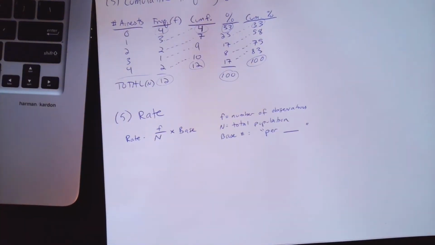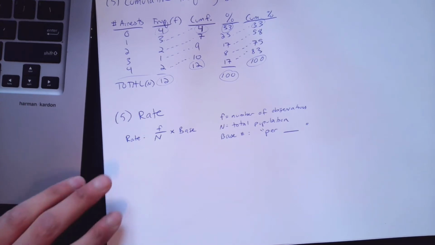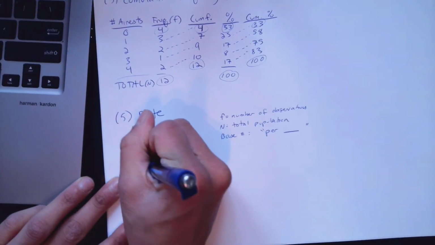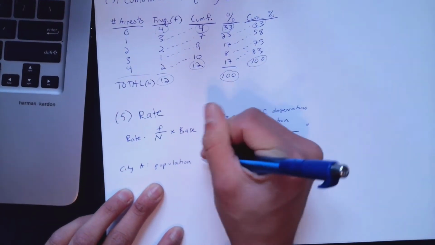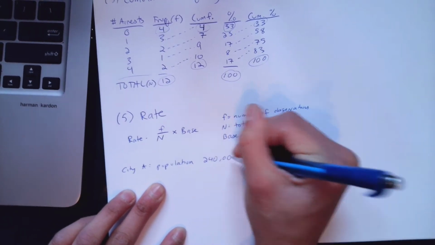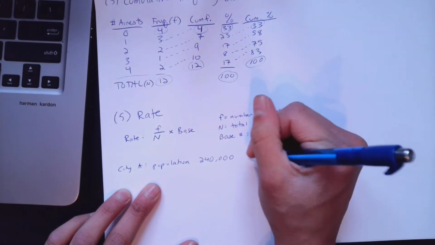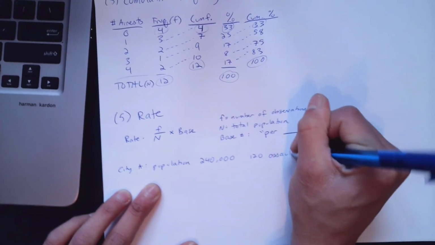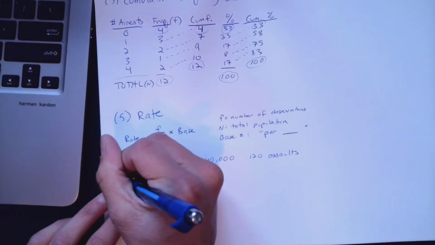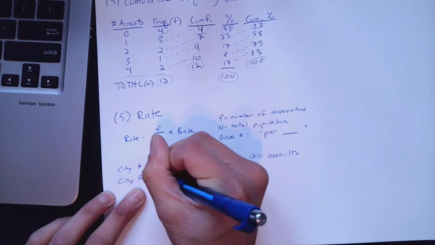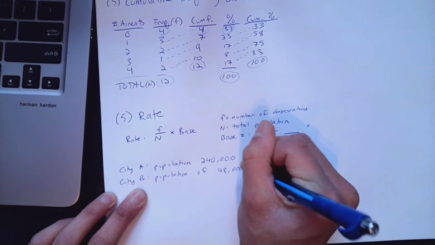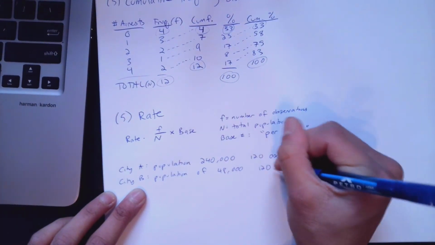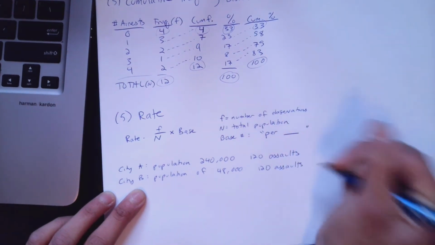So as an example here, I want to talk about two cities. In city A, we have a population of 240,000 and 120 assaults. In city B, we have a population of 48,000, and city B also had 120 assaults. So the question is, in which city are you more likely to be assaulted?